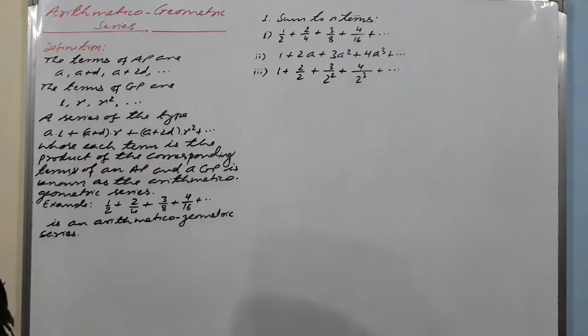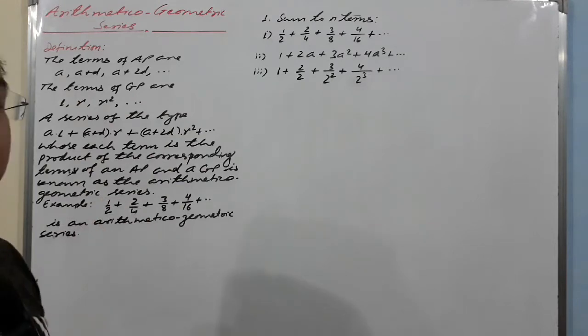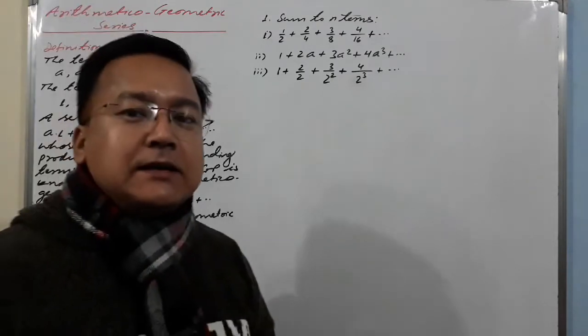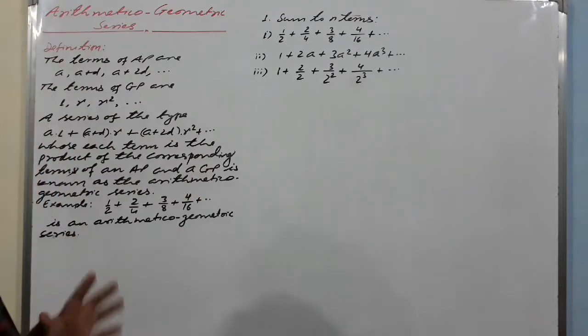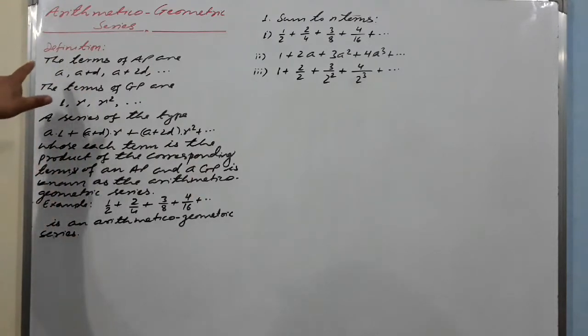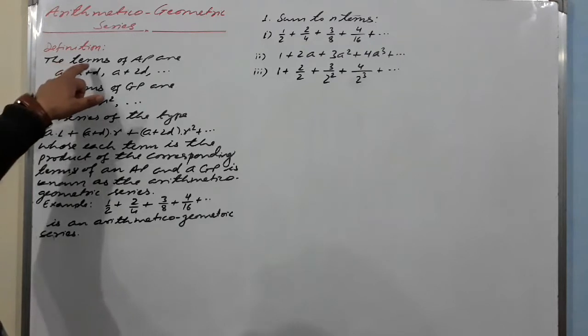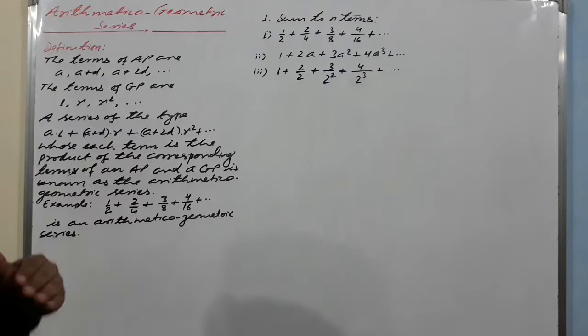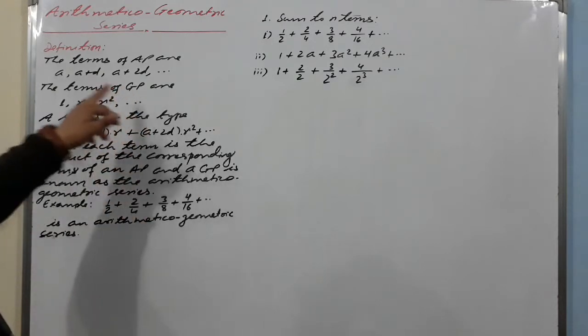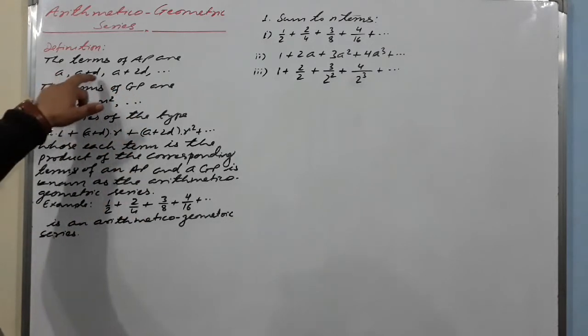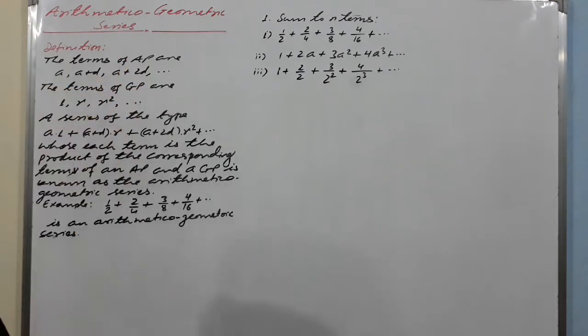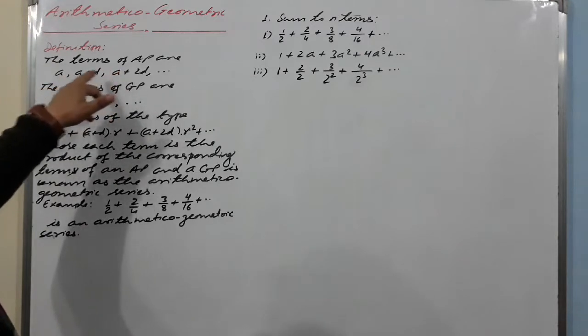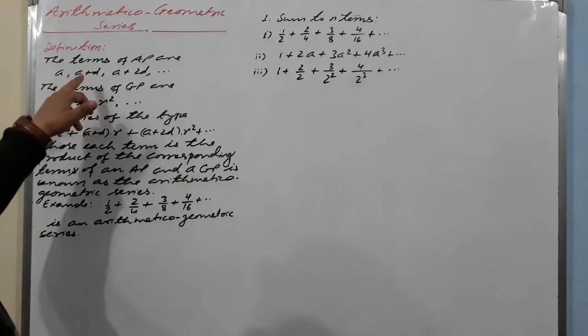Here I have written in a very simple way the definition of the Arithmetico-Geometric Series. By its name it is clear. So the definition says the terms of AP, AP means arithmetic progression, or you can say the arithmetic sequence, are a, a plus d, a plus 2d, and so on. So this sequence is called your arithmetic sequence.